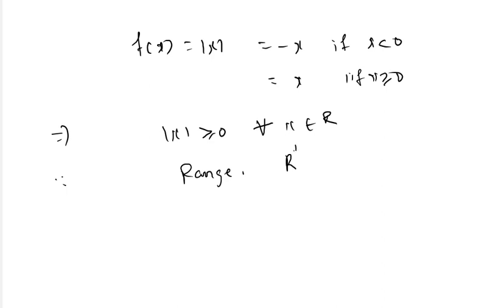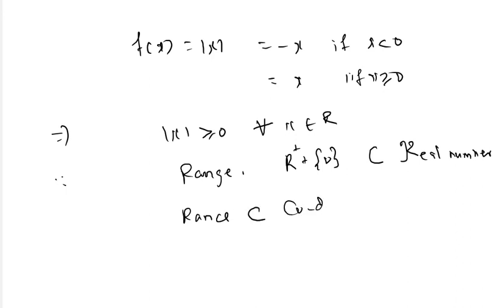Range equal to positive real numbers including 0, non-negative. x is greater than or equal to 0 and f of x is greater than or equal to 0. This is a subset of the set of real numbers. That means the range is a subset of the codomain. Range is not equal to codomain.